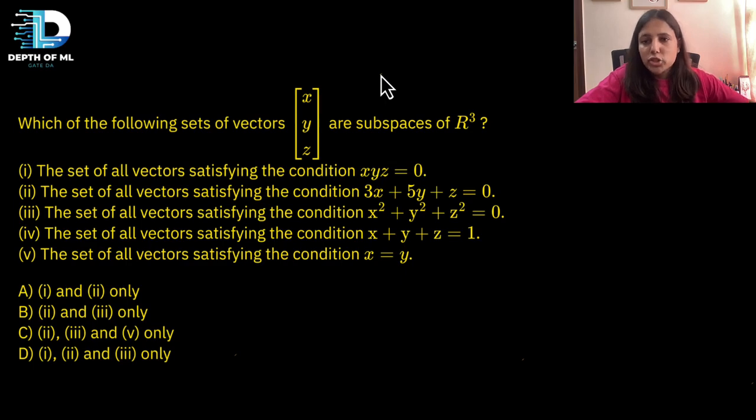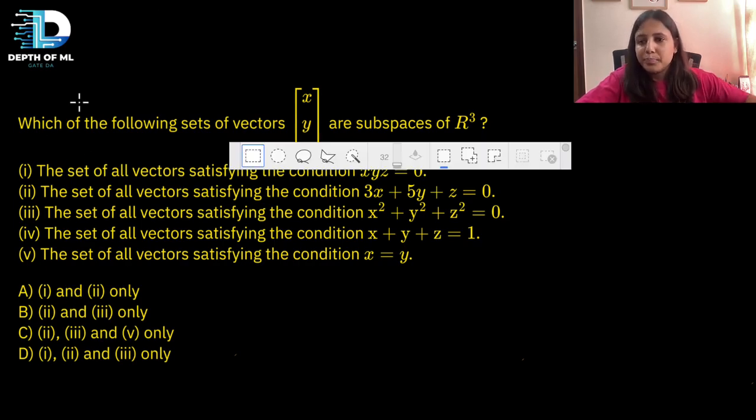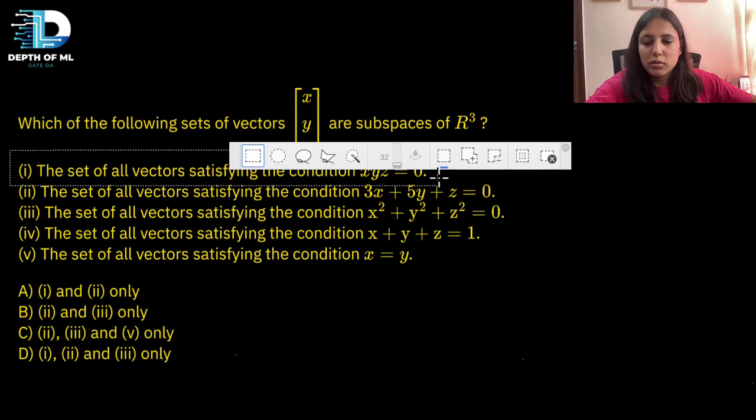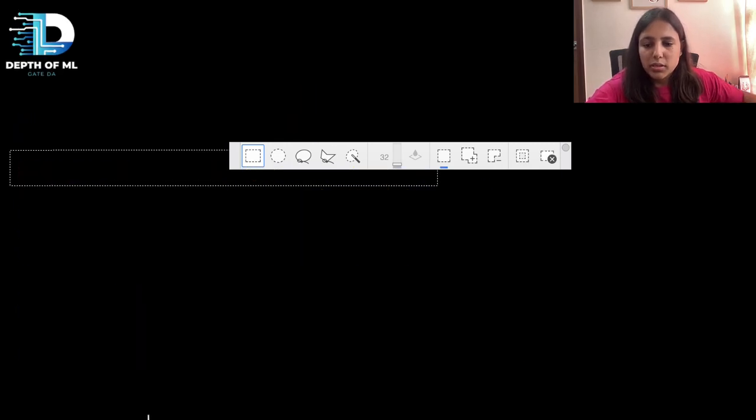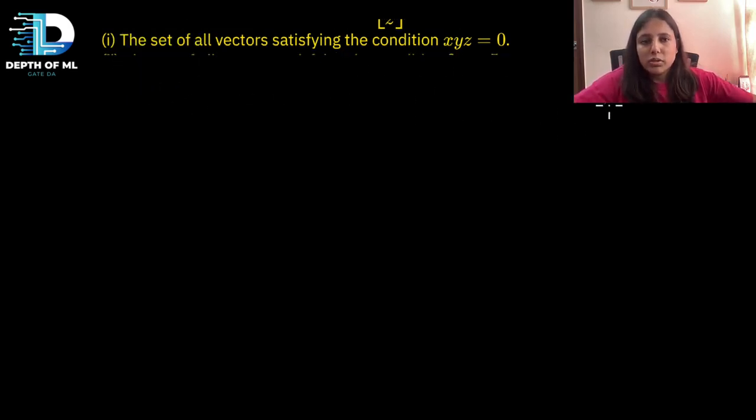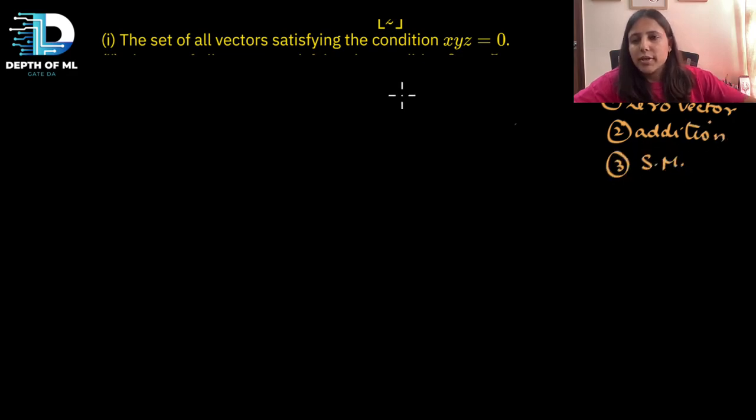Let's see this question. Which of the following sets of vectors are subspaces of R3? Okay, so we have to find out which of these five are subspaces of R3. So let's do them one by one. I'll take this here. Now we know the three conditions, right? We have to check the zero vector. Second is addition. The third is scalar multiplication. So we'll check closure under scalar multiplication with this.